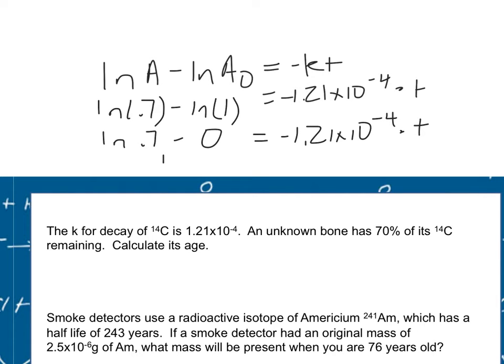Because now to get my answer, it's just the natural log of 0.7 divided by 1.21 times 10 to the negative fourth equals t. Let me check my calculator. And that is 2,948 years.